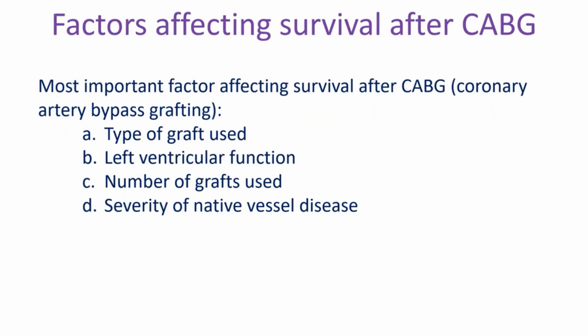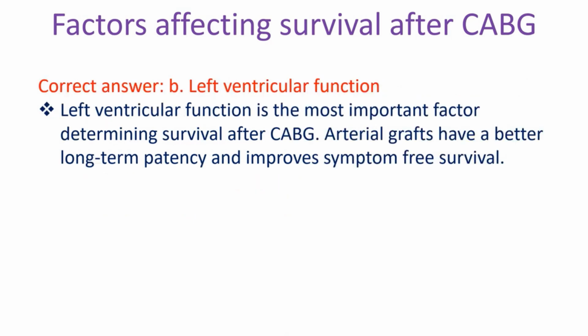Most important factor affecting survival after CABG: A. Type of graft used, B. Left ventricular function, C. Number of grafts used, D. Severity of native vessel disease. Correct answer B. Left ventricular function. Left ventricular function is the most important factor determining survival after CABG. Arterial grafts have a better long-term patency and improve symptom-free survival.